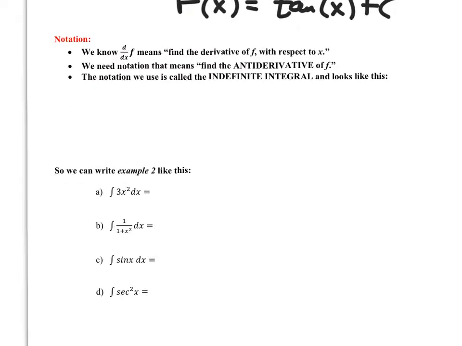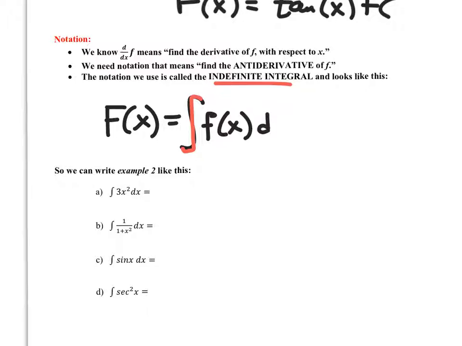So notation, we know that d dx of f means find the derivative of f with respect to x. We need a short notation that tells us quickly to find the antiderivative of f. So F of x is equal to, this symbol right here is called the indefinite integral. That right there is the indefinite integral. So this tells us to take the integral of f of x with respect to x. All right, and that gives us this answer, big F of x, which is our antiderivative.